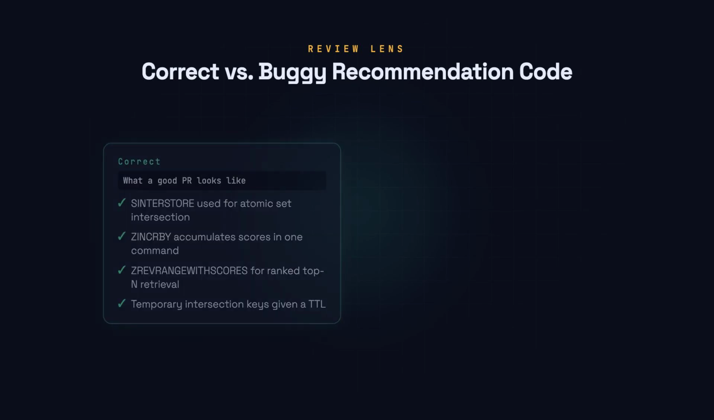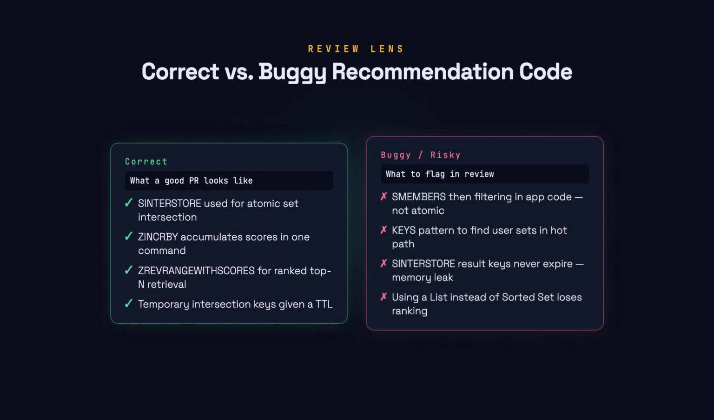When reviewing a PR, check that intersection is done server-side with SINTERSTORE, not pulled into the app. Watch for KEYS in hot paths, missing TTLs on temp keys, and lists used where sorted sets are needed to preserve score-based ranking.